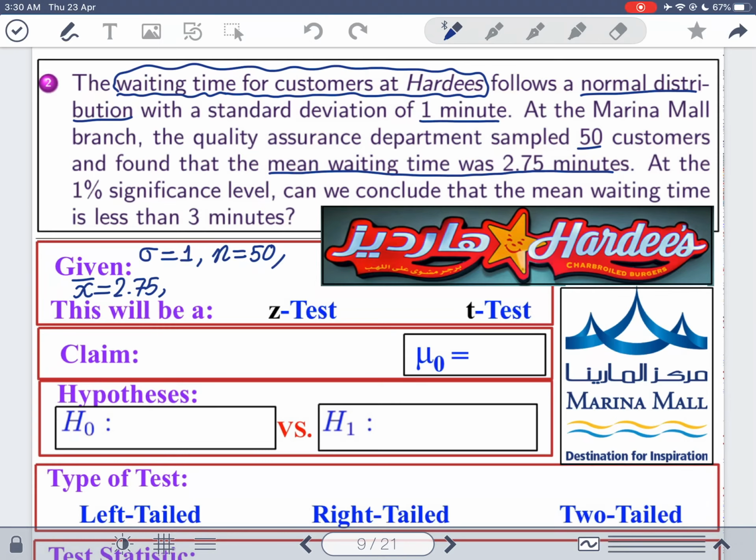Now, at the 1% significance level, let me even put it in red, 1% significance level. This means that our alpha is 0.01. This is the level of significance. From now on, I will write alpha always in red, because at the end we will use it when we compute the p-value, and we compare the p-value to alpha.